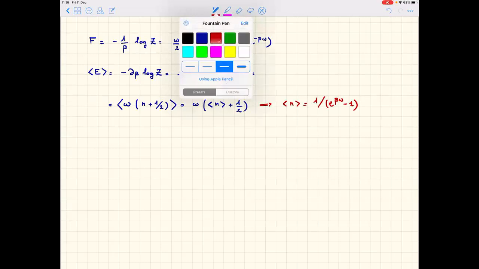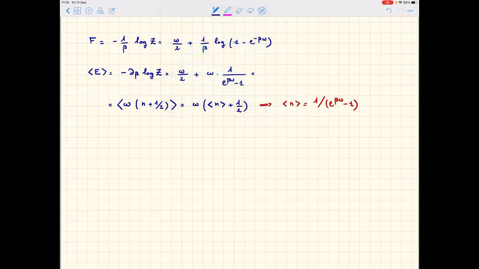Now that we have this, what do we do? We take limits, right, to see whether this is correct or not. So what happens when the temperature goes to 0? What do you expect when the temperature goes to 0? What should happen when the temperature goes to 0?